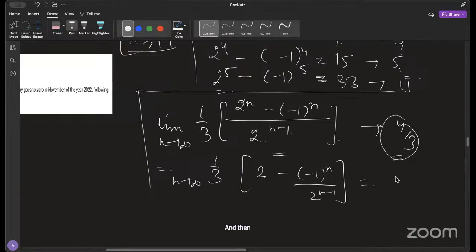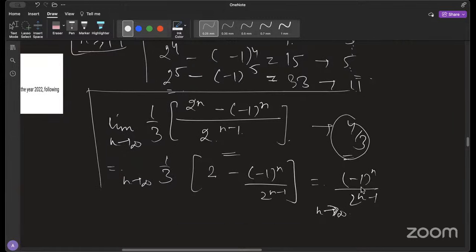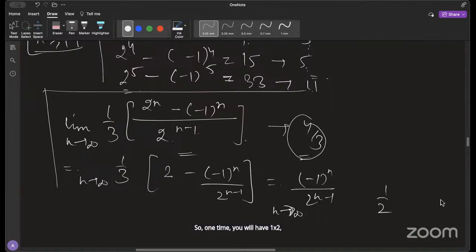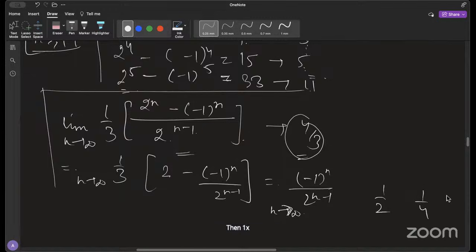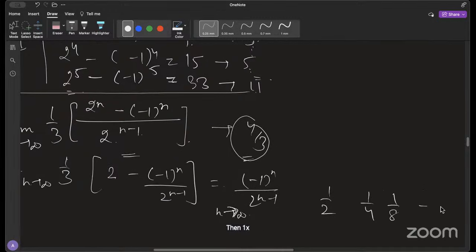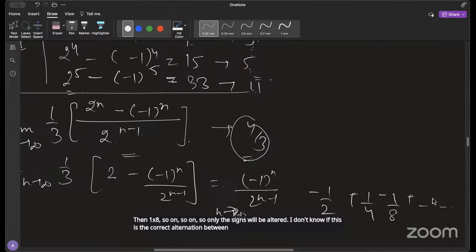And then, because only this part involves n, it's this 2n minus 1 and n tends to infinity. So this is the alternating part which just affects the sign. So one time you will have 1 by 2, then 1 by 4, then 1 by 8, and so on. So only the signs will be altered. I don't know if this is the correct alternation between signs, but only these things are going to change.